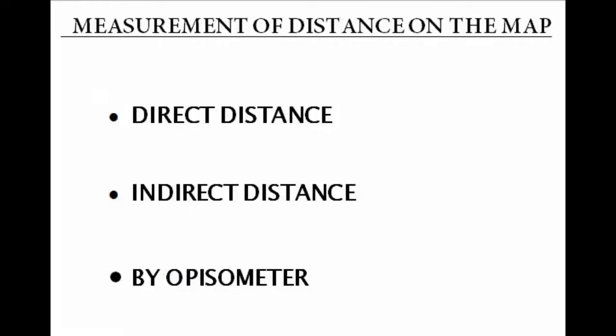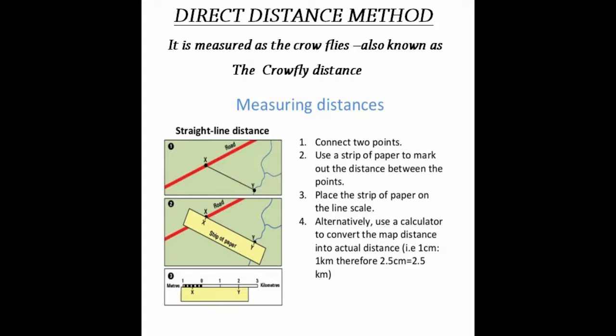We come to the measurement of distance on the map. Distance on the map can be measured by scale and three different methods are used: the direct distance method, the indirect distance method and by opsimeter. Now we come to the first method, that is the direct distance method. It is measured as the crow flies, so it is also called the crow fly distance.